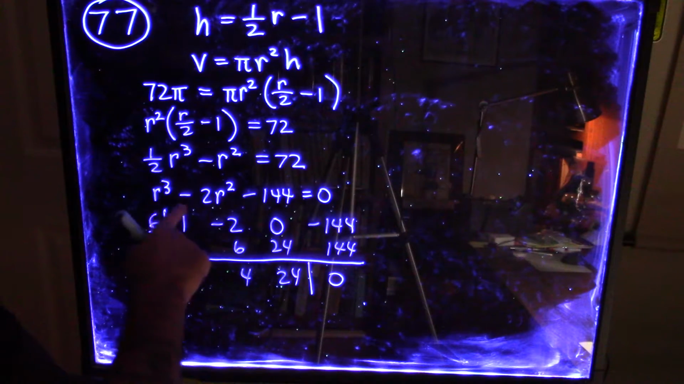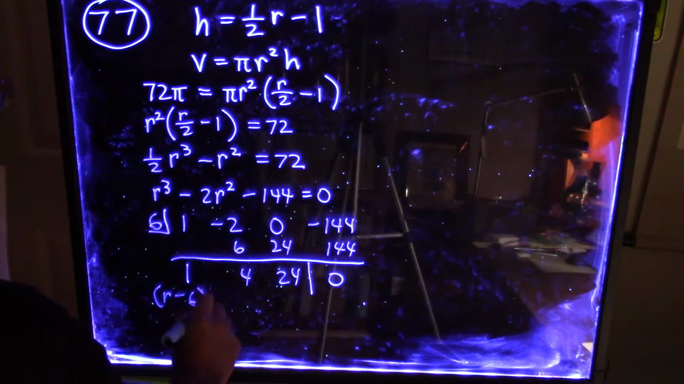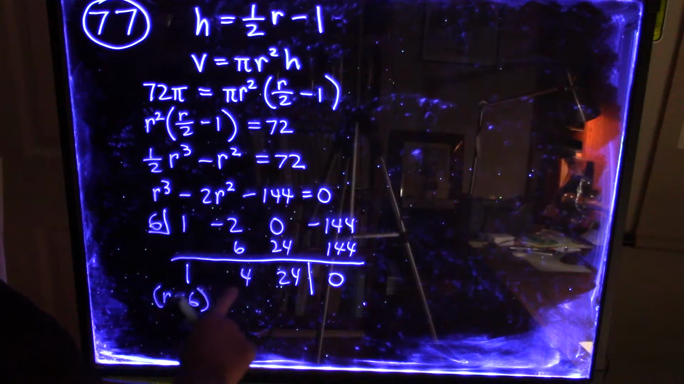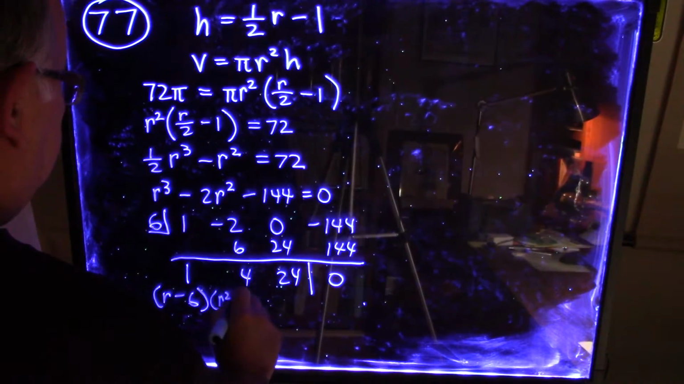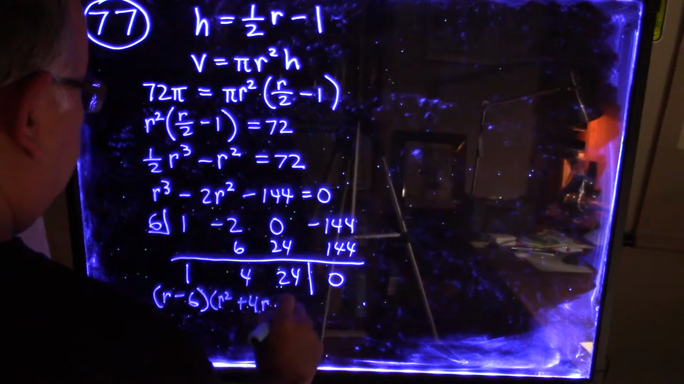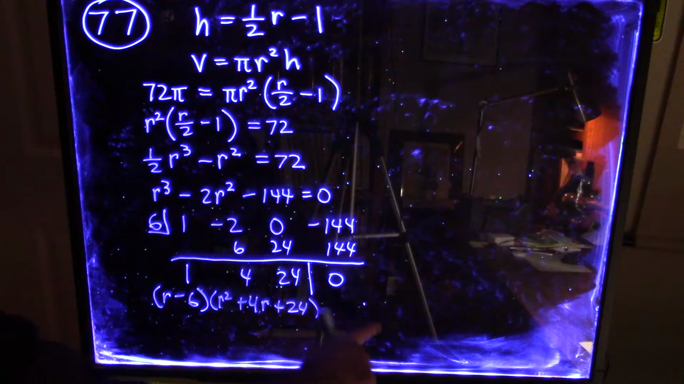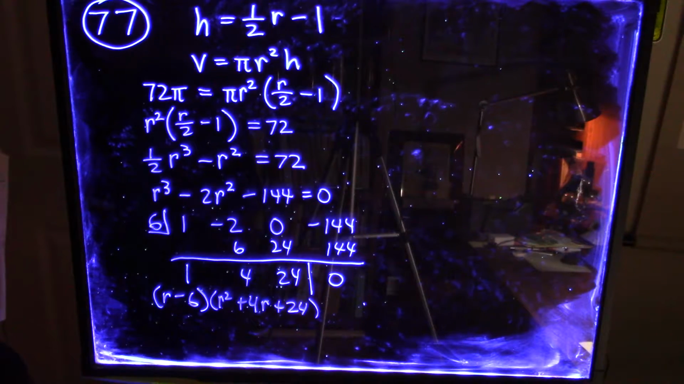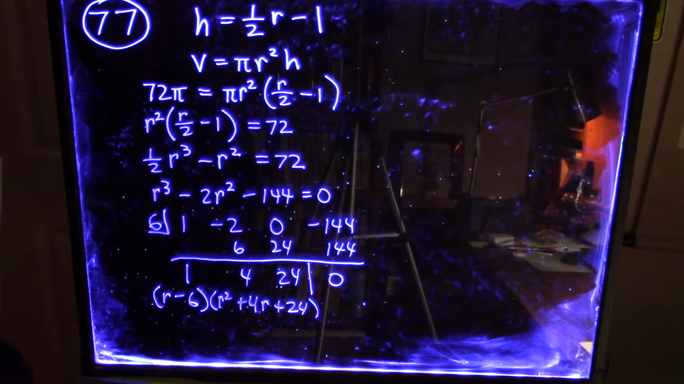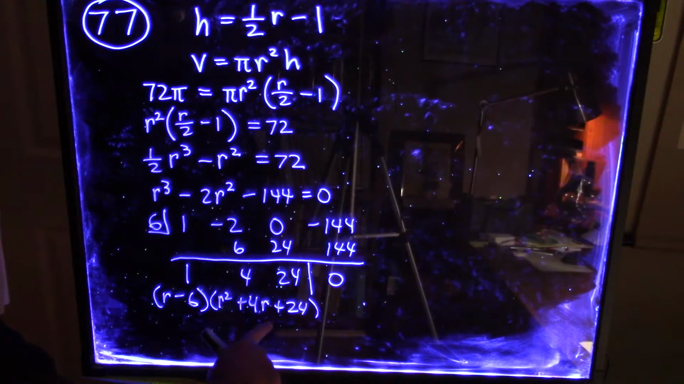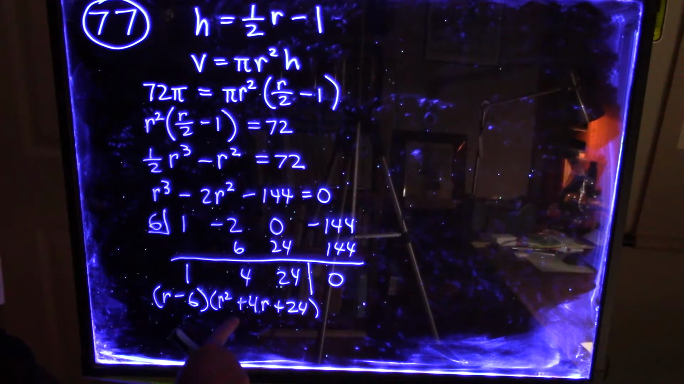So that means this polynomial is equal to r minus 6, which comes from this. And then what we have left here is r squared plus 4r plus 24. All right. You set that equal to 0 and you solve for r. So the discriminant on this, b squared minus 4ac, is less than 0, so the discriminant less than 0 tells you that there are no real roots for this factor right here.